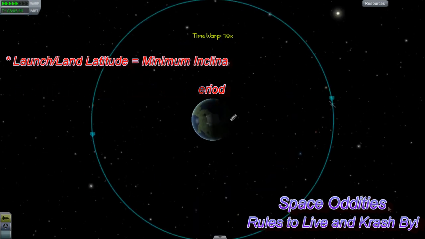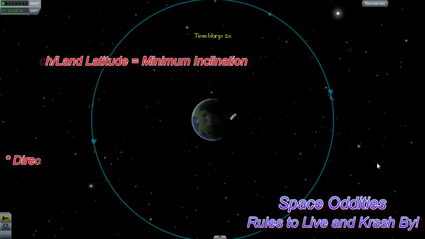Launching and landing latitude equals your minimum inclination. If you want to land at 10 degrees, you pretty much need to be inclined to a 10 degree or more orbit. If you want to take off at 10 degrees north, even though you can follow the 90 degree heading, just like you would from KSC, you will end up with an orbit that is inclined 10 degrees. So either rethink your launch sites or plan delta V for inclination changes if you want something less inclined.